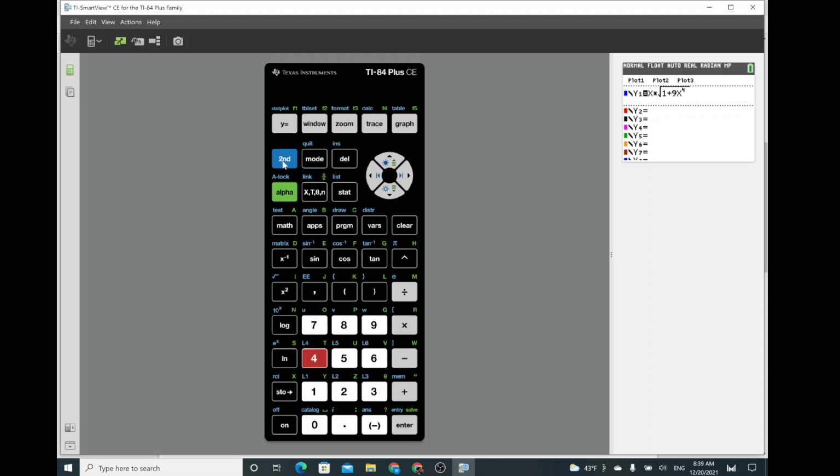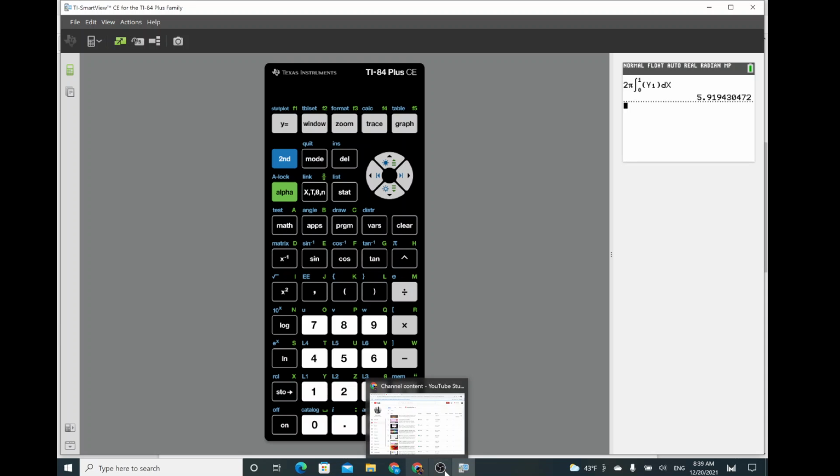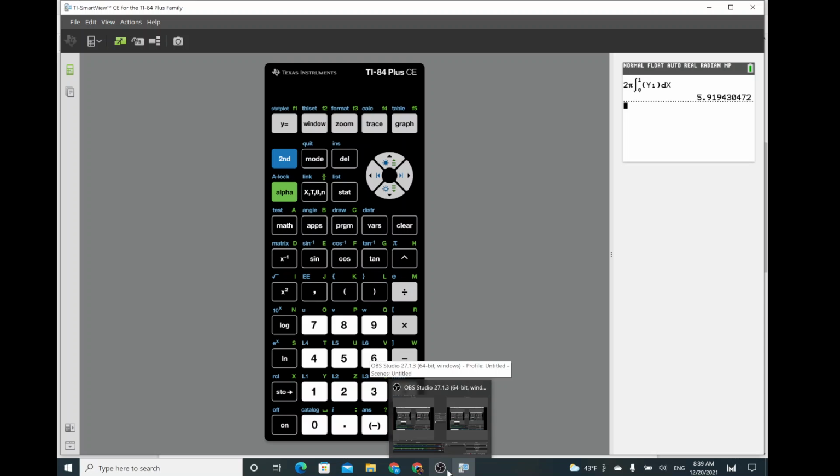Okay, so that's just the integrand. Then back to the home screen, second quit, and then 2 pi times the integral, so math 9 from 0 to 1. For the integrand, we just put in y1, so vars, y vars, y1, and then multiply by dx and integrate it. So this one is about 5.91943. So just round it up to 5.919.